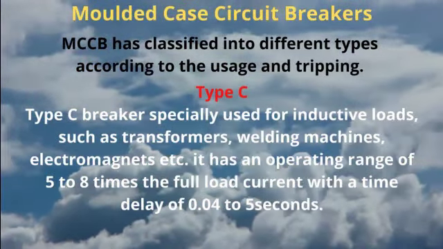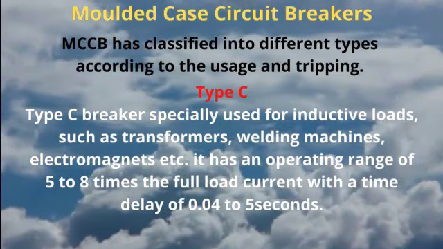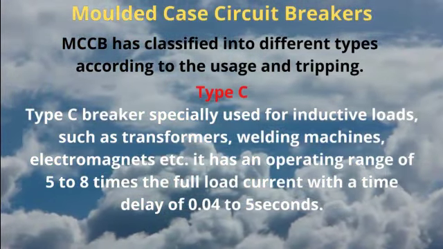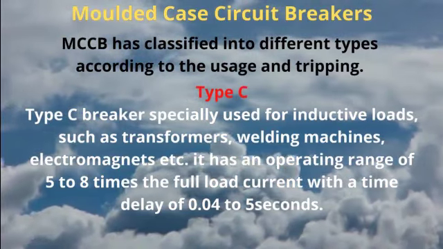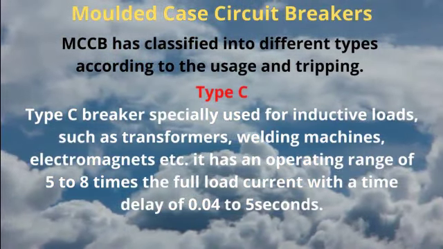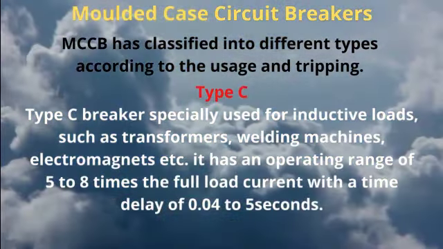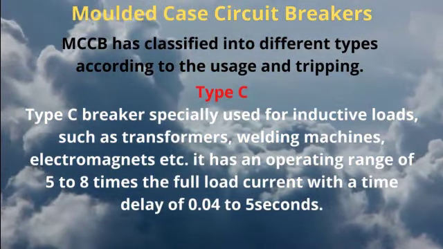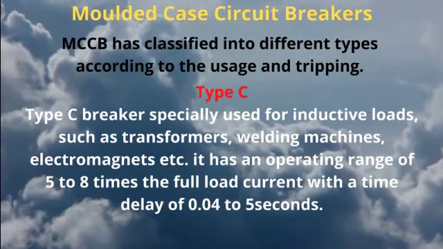Type C. This type of breaker is specially used for inductive loads, such as transformers, welding machines, electromagnets, etc. It has an operating range of 5 to 8 times the full load current with a time delay of 0.04 to 5 seconds.